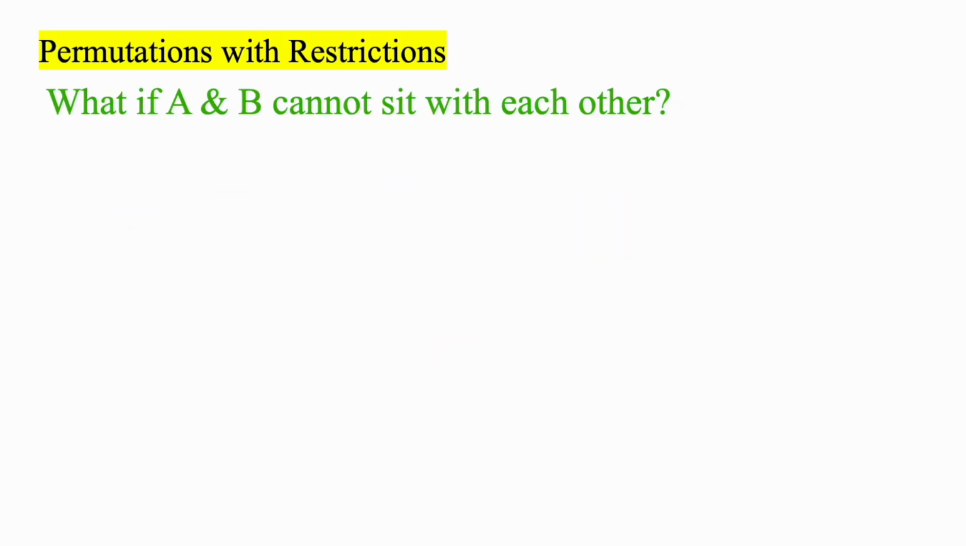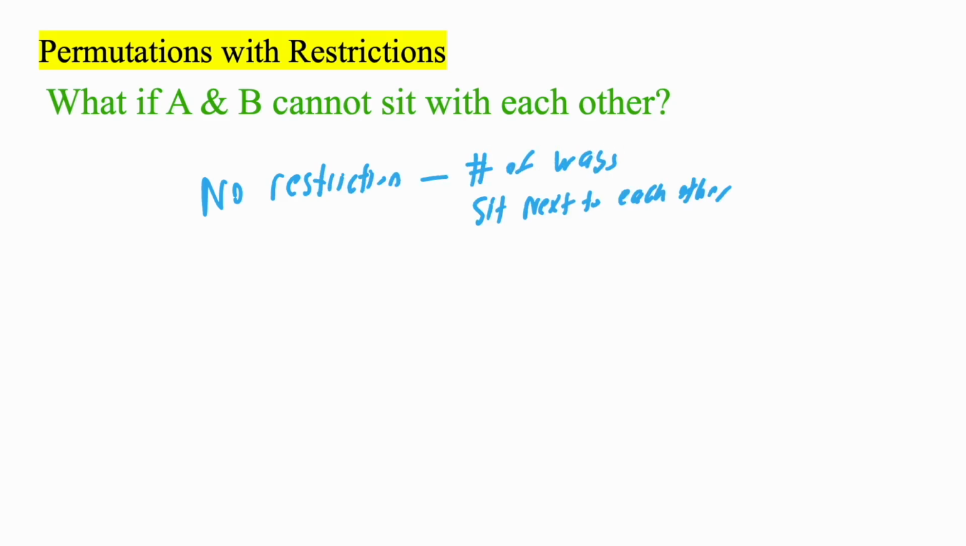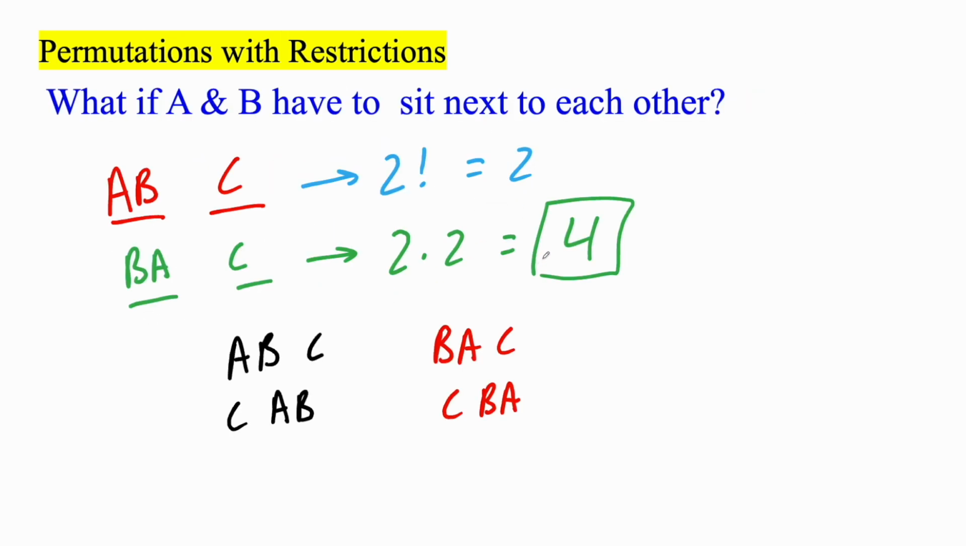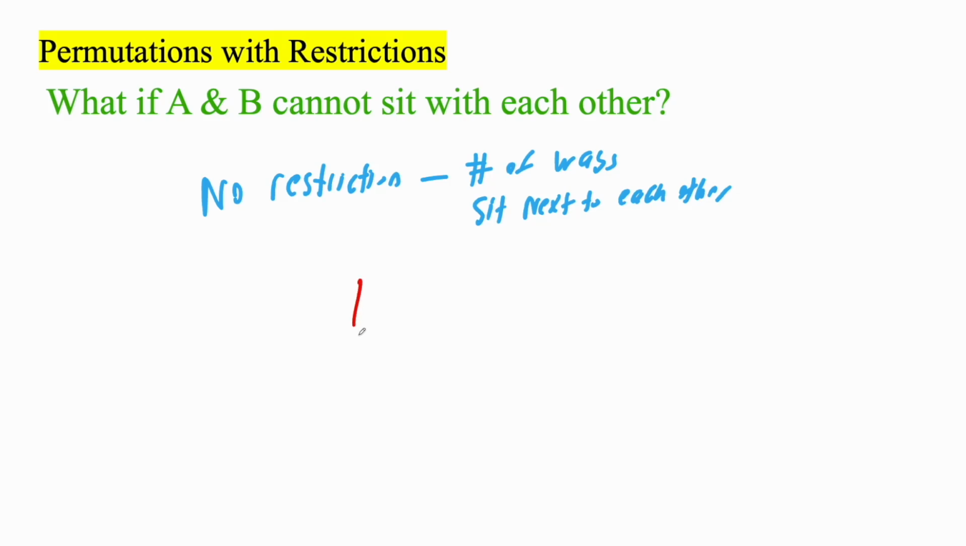Now, what if you have a scenario where A and B cannot sit with each other? Maybe they have a bad relationship. If we do it the formula way, we would say no restriction, that was our first problem, minus the number of ways that they sit next to each other. We saw with no restriction we had 6, with the restriction we had 4, so we get 6 minus 4, which is 2 ways. Of course, we can show it. One way is A, C, B. And the other way is B, C, A.